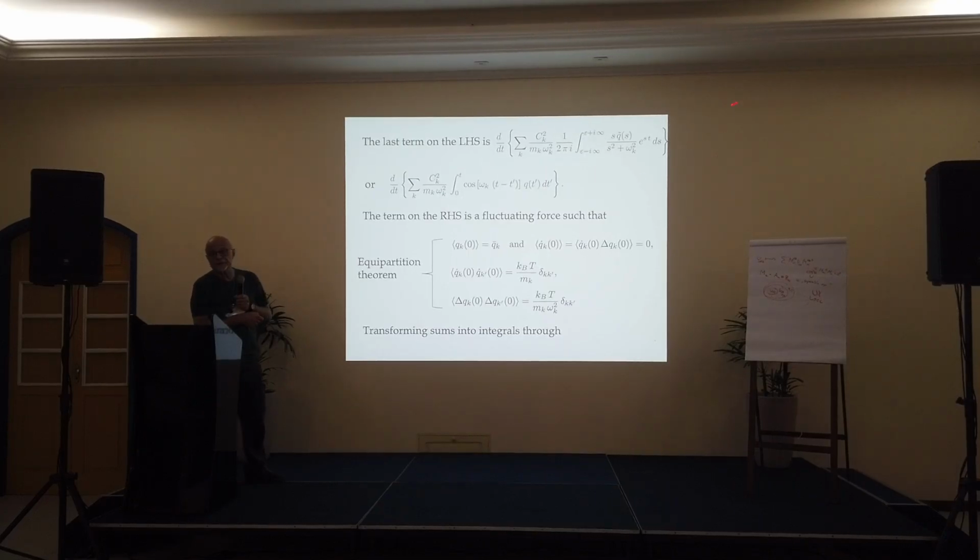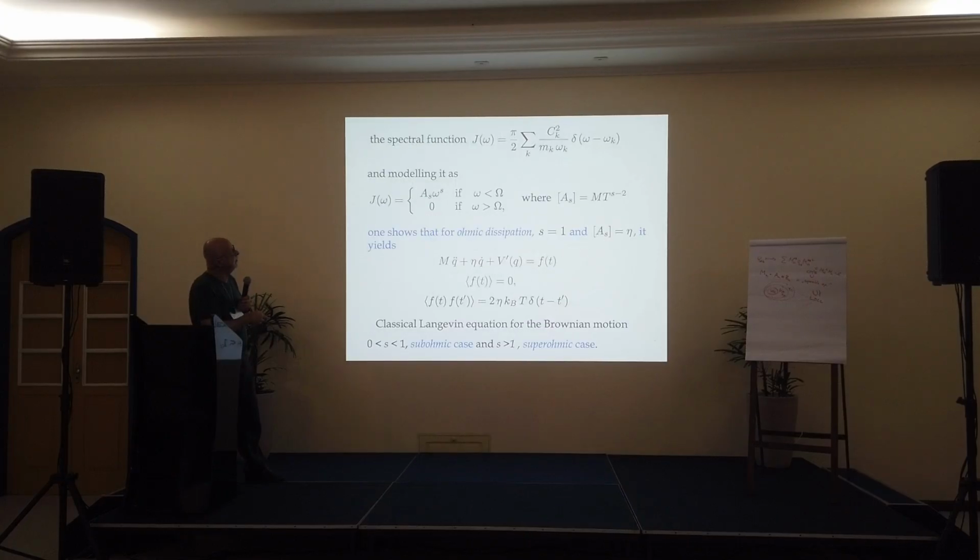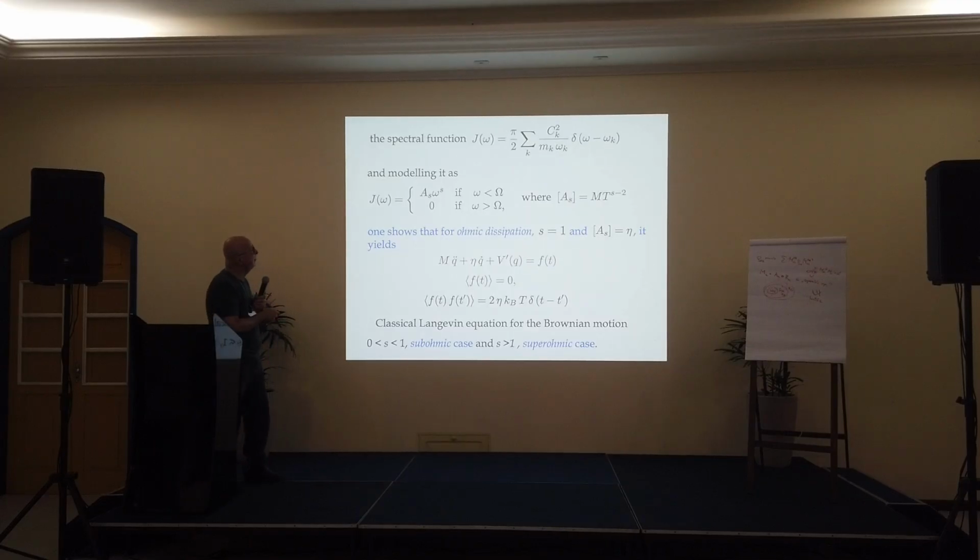In order to perform these summations, I will define something which is called the spectral function, and the spectral function is this nice combination of coupling constants and masses and frequencies of the oscillators. And if we model that in this way, we say that it's a prefactor and a power law for the frequency, for low frequencies, and for high frequencies, we have zero spectral function. So we always define the spectral function only for frequencies less than the cutoff frequency, which is a very high frequency.